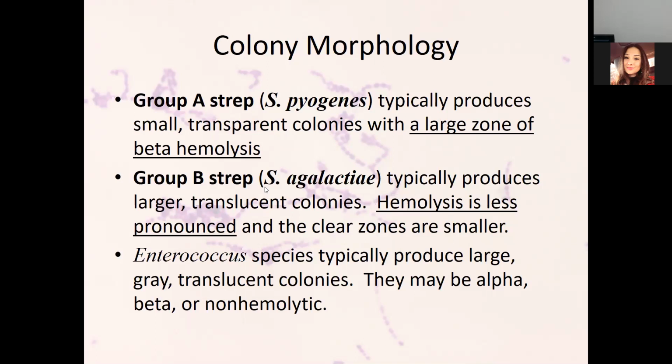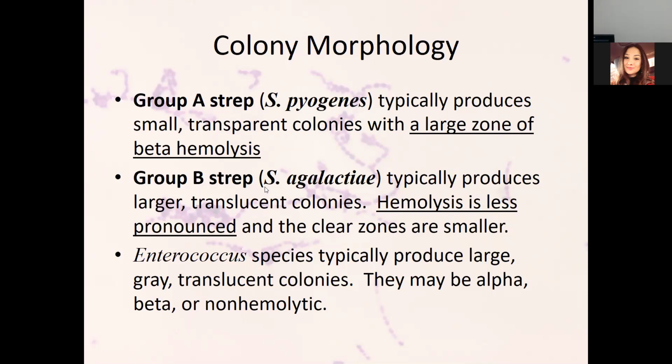and you'll be able to pick that strep off the list for a group A strep. So this is our strep throat. This is the one that causes strep throat. Typically produces small transparent colonies with a large zone of beta hemolysis. So we're going to see these, but we're also going to see a group B strep.